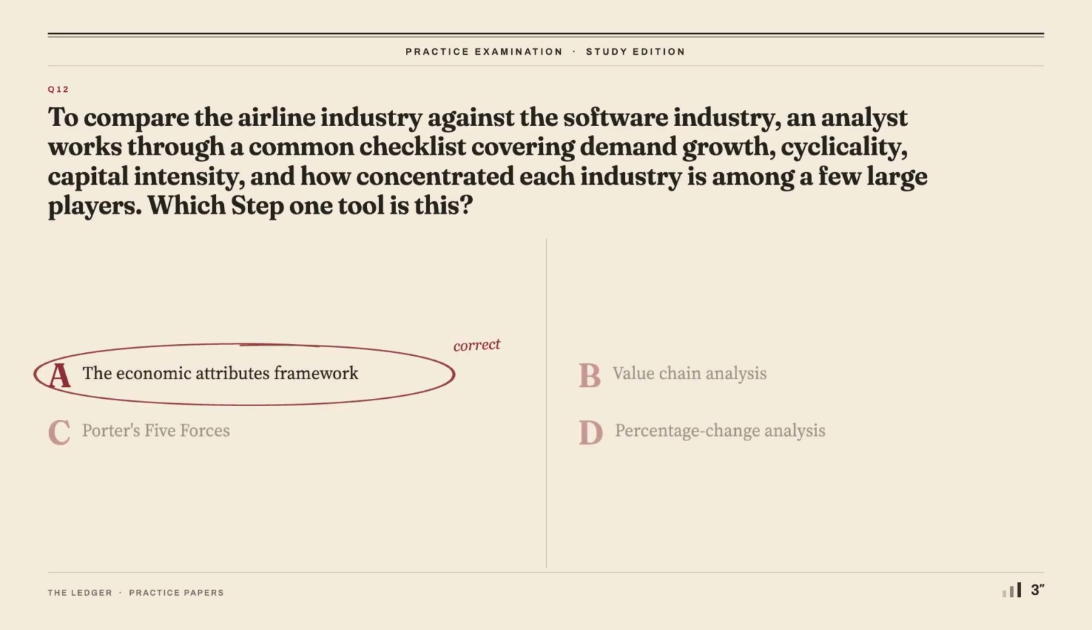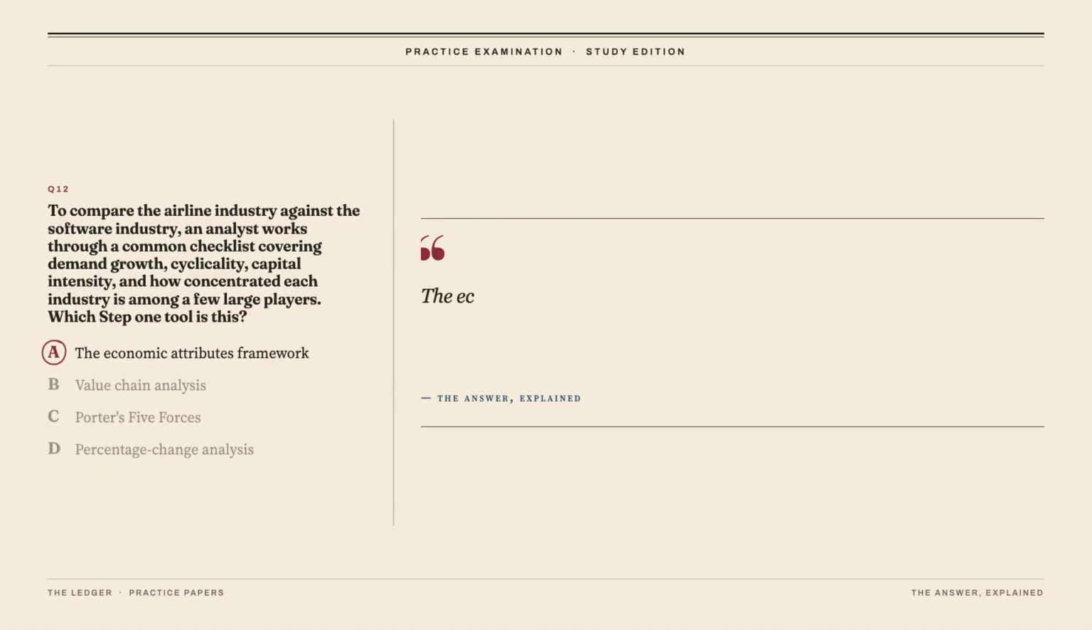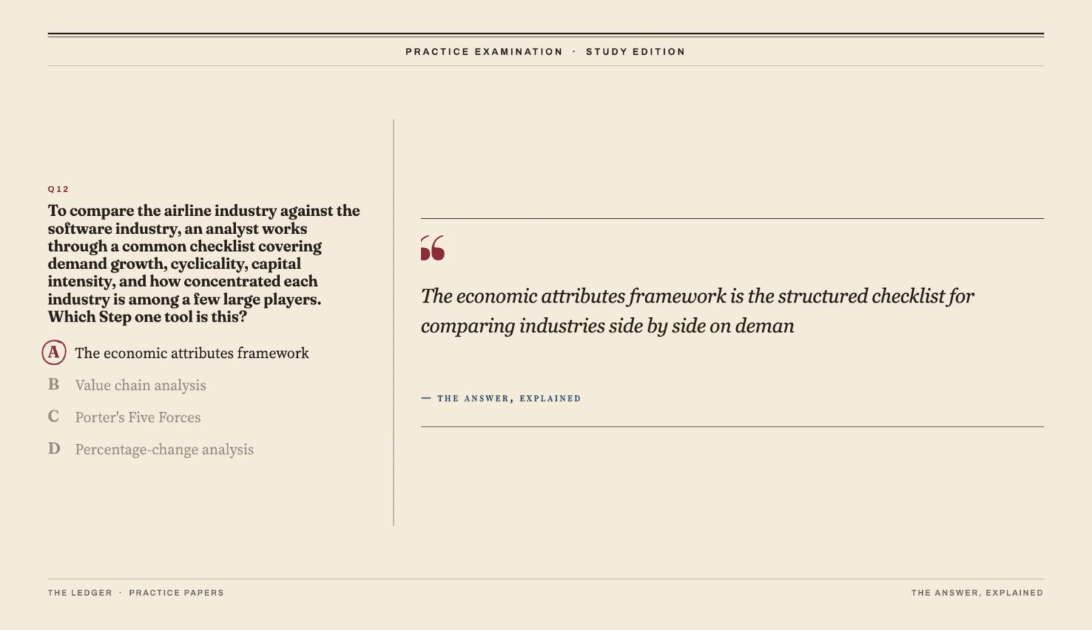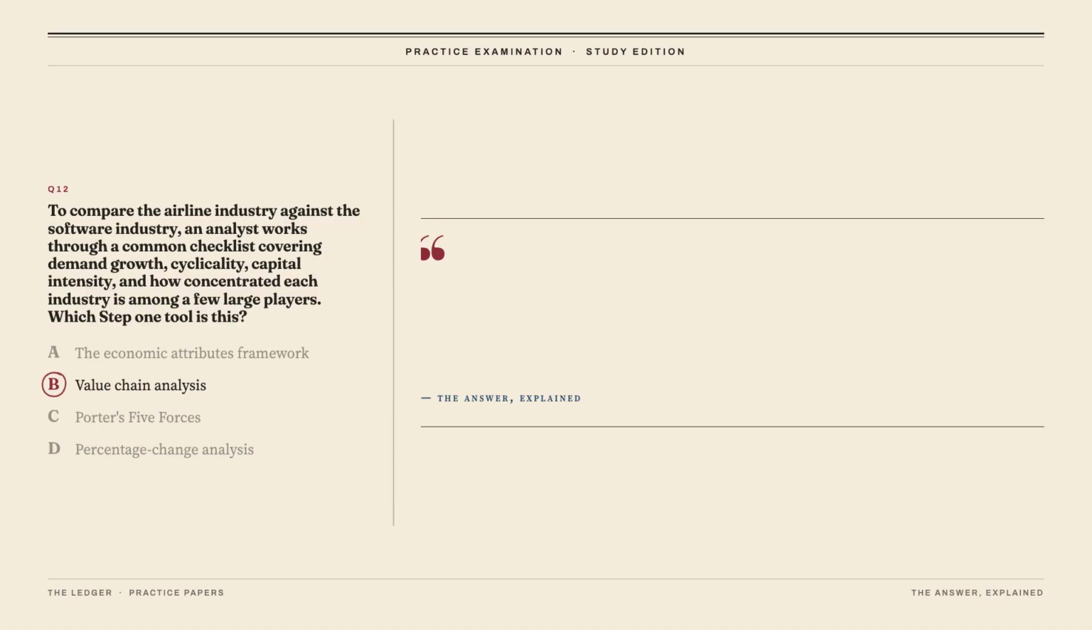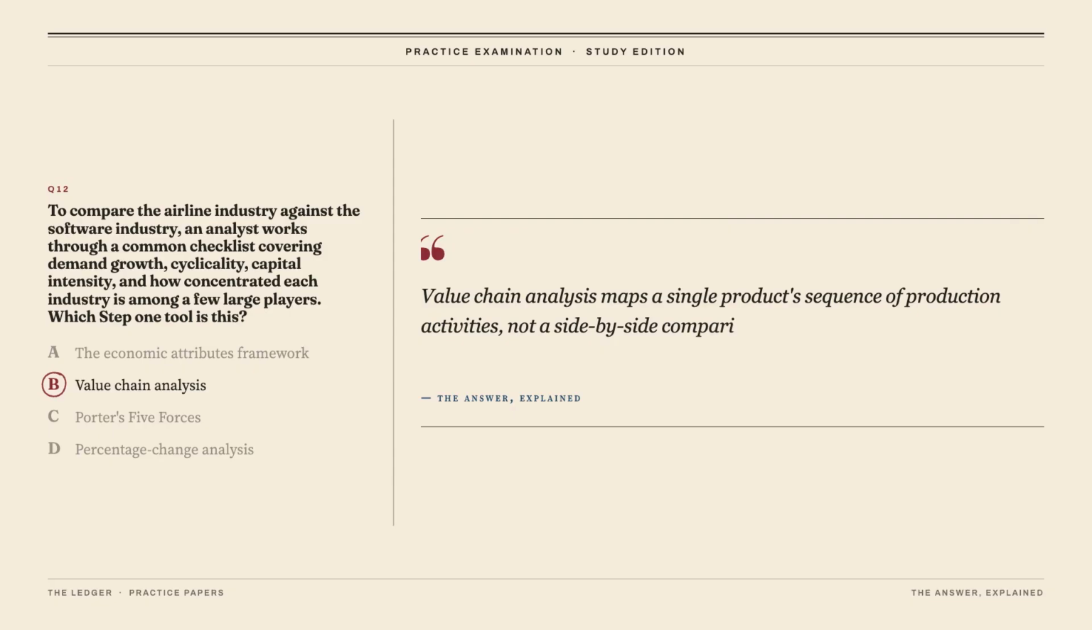The correct answer is A. The economic attributes framework. A is correct because the economic attributes framework is the structured checklist for comparing industries side by side on demand factors, supply factors, and cost structure, running 2 industries through demand growth, cyclicality, capital intensity, and concentration is precisely that comparison. B is wrong because a value chain analysis maps a single product's sequence of production activities, not a side-by-side comparison of 2 industries' economic characteristics.